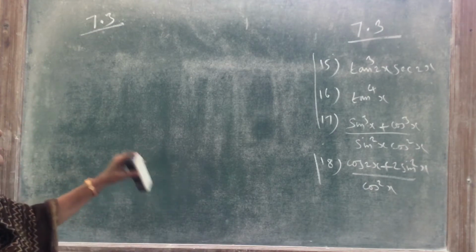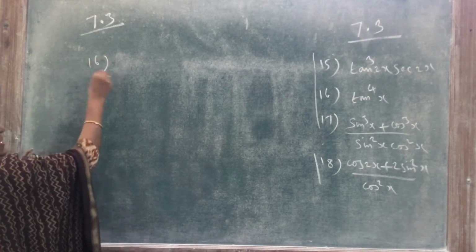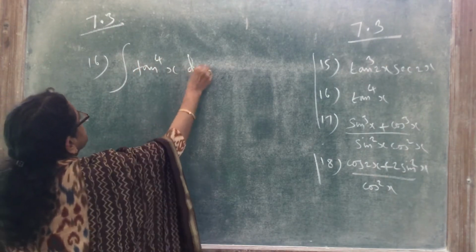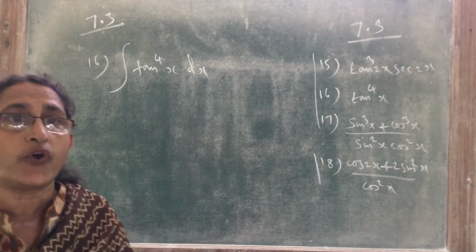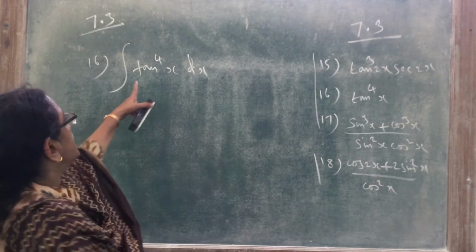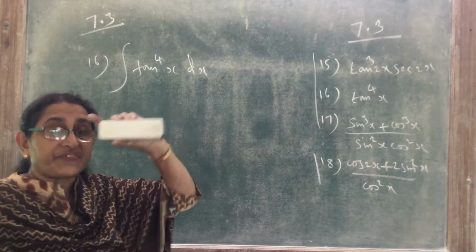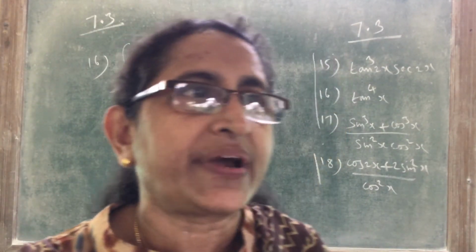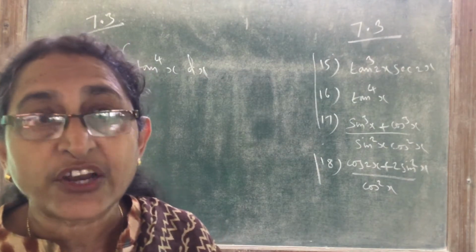Then next, question 16, integral tan raised to 4 x dx. So how to find the integral of tan raised to 4 x? See, we know tan square x. What is the integral of tan square x? How to find the integral of tan square x? Do you remember that?